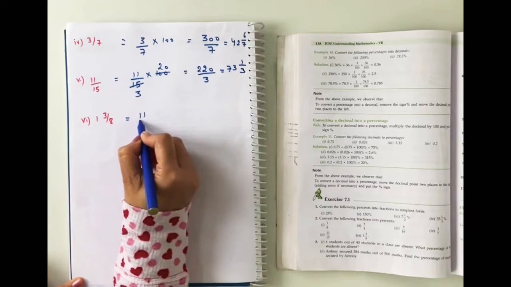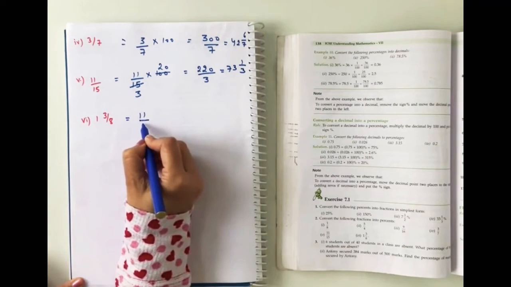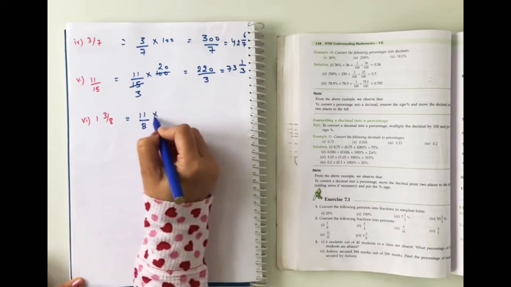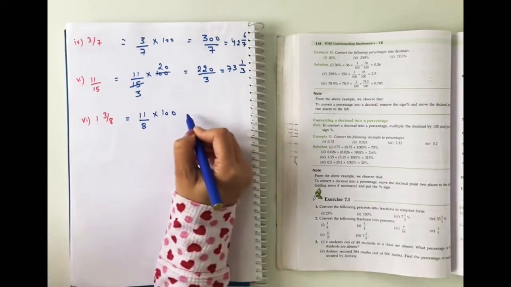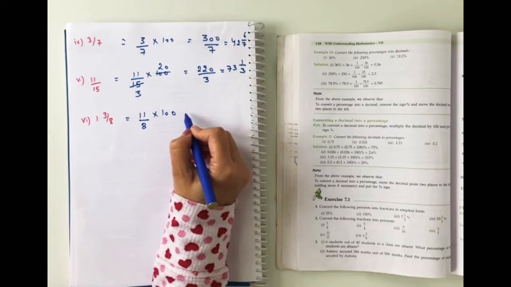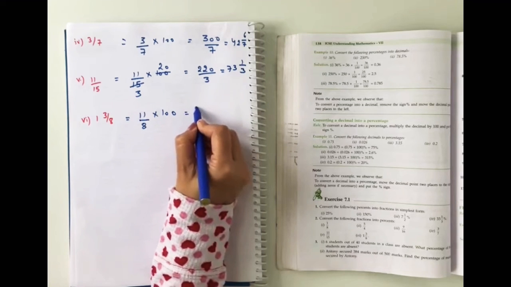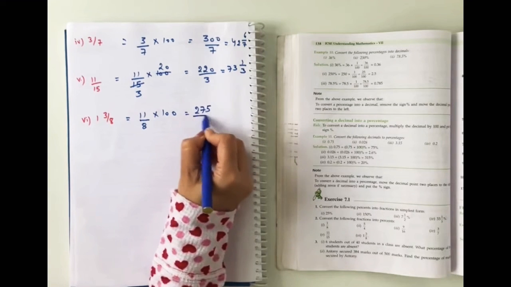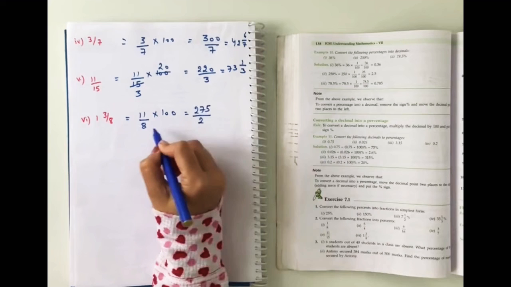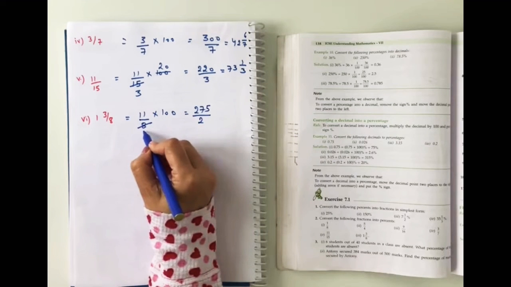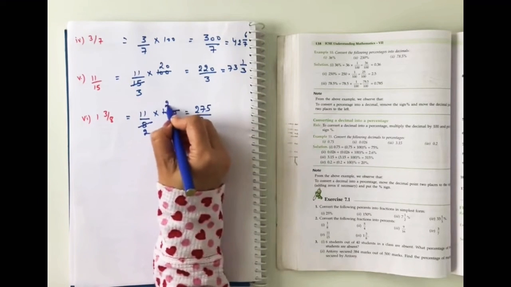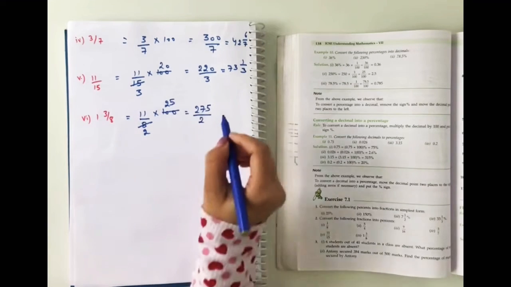And the last part of this question: when we add 8 plus 3 it is 11. 11 by 8 into 100. So it comes to 275 by 2. When we divide it, it goes with 2. 4 2s are 8, 4 2s are 8, 4 5s are 20.